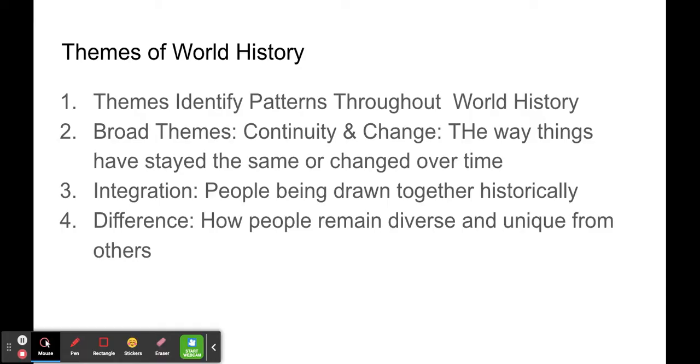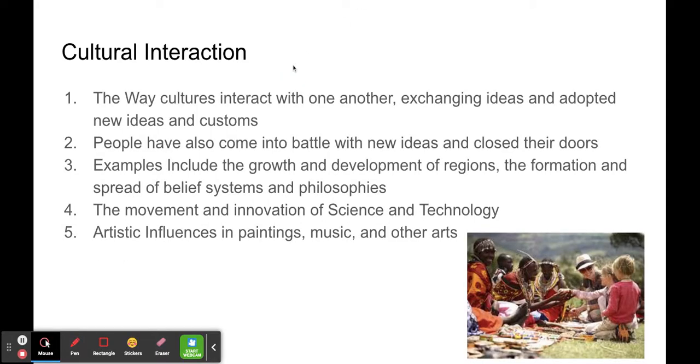And the difference is really, many of the differences are the themes that we're going to get into, but mainly how people remain diverse and unique over time and from others. And you can apply these themes to the themes that we're going to get into.